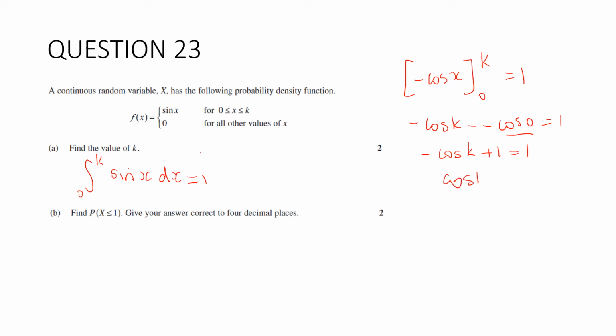Cos k is equal to 0. And so k is equal to inverse cos of 0. You can either do that on your calculator or a quick sketch. Here's 0 here, it's pi on 2. And that's our answer.